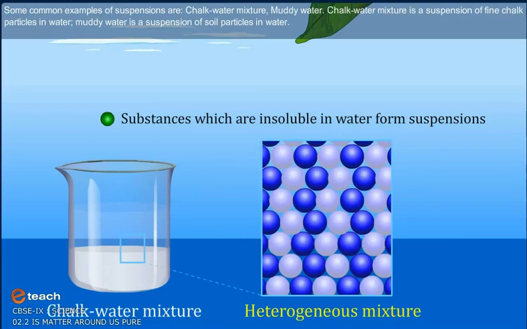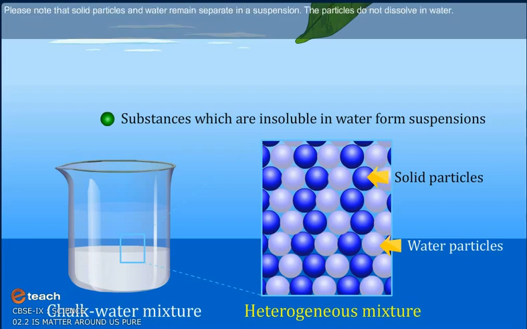Some common examples of suspensions are chalk water mixture and muddy water. Chalk water mixture is a suspension of fine chalk particles in water. Muddy water is a suspension of soil particles in water. Please note that solid particles and water remain separate in a suspension. The particles do not dissolve in water.